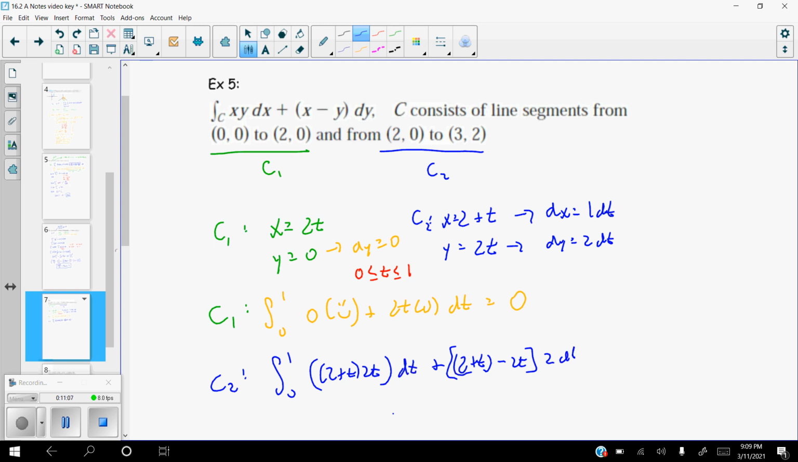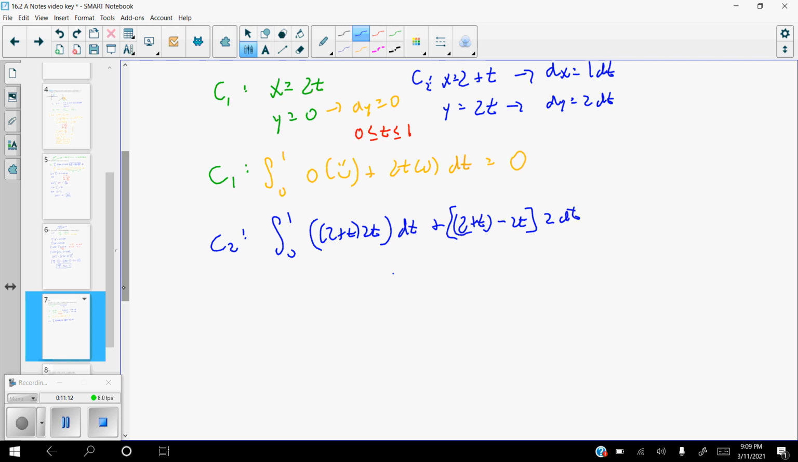So 2 dt. I technically have a dt in common, so I can pull that one all the way out to the right-hand side. Go ahead and simplify everything on the inside. Distributing, we're going to get 4t plus 2t squared, plus 2 plus t minus 2t, which is 2 minus t. But you have to distribute the 2 in here, so distributing the 2 gives us 4 minus 2t, dt.